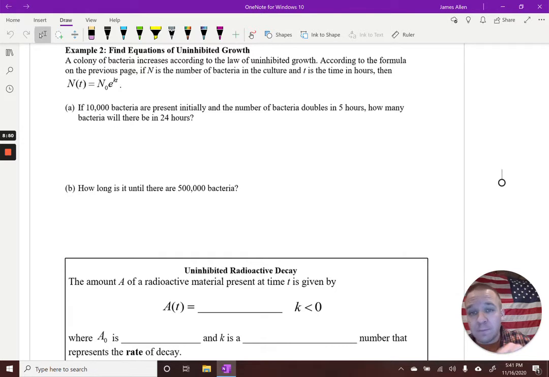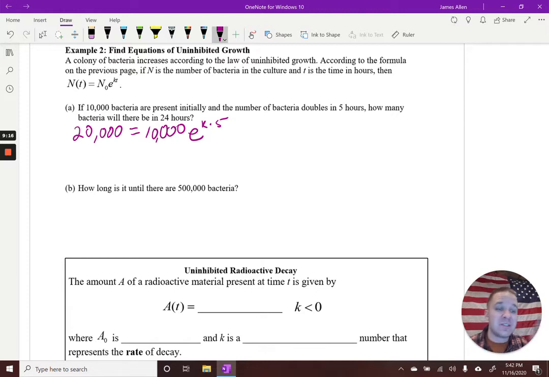All right. So let's see here. How do we approach this problem? It doubles in 5 hours, meaning in 5 hours, there's going to be 20,000 bacteria. Perhaps we can set it up like the previous problem, the doubling time, and figure that out. So we've got 20,000 is equal to 10,000 e to the, we don't know k, but we do know that it took 5 hours to get there. So we knew the doubling time. We just don't know the rate, which is k.